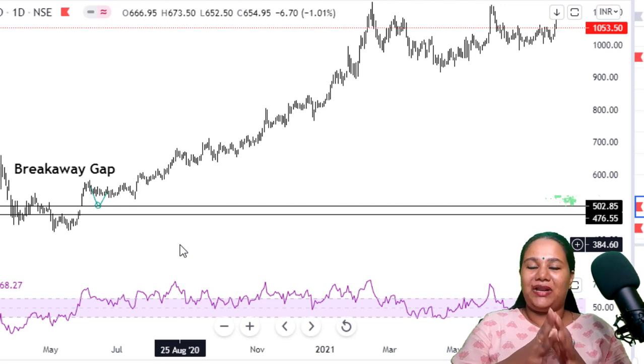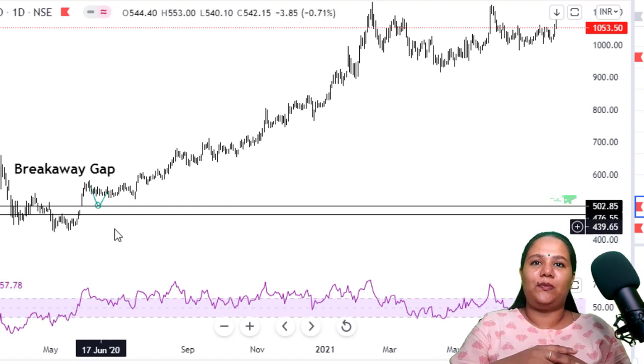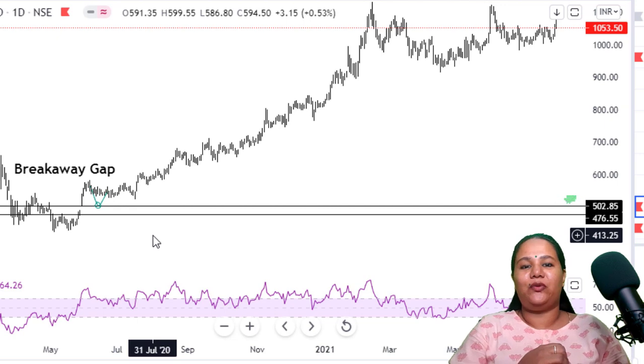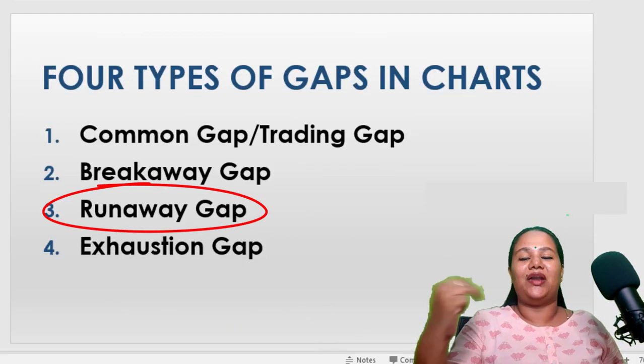So if you know that a breakaway gap is happening, you can take a decision. You can try to buy maybe at a shorter time frame, so that you can find an entry with a stop loss and get into the trade. Now let's look at the third type of gap, which is a runaway gap.